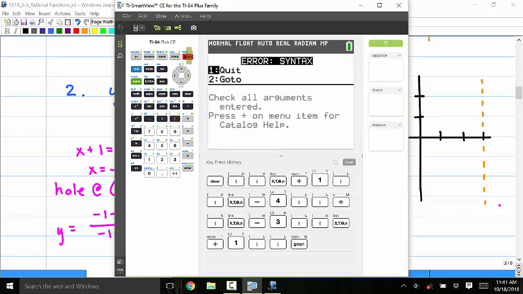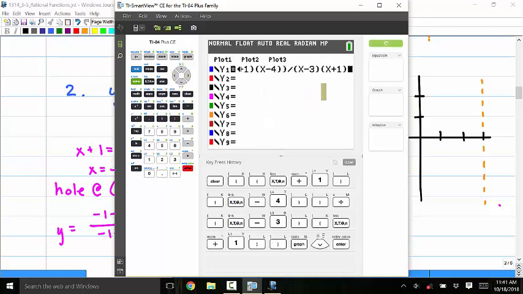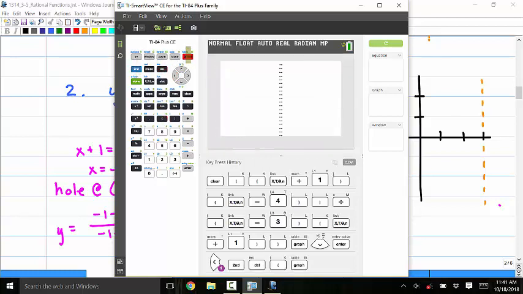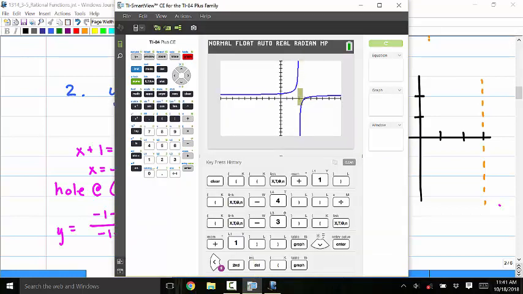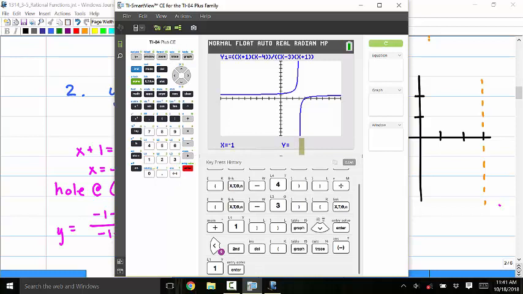Graph. I didn't put the second set of parentheses in there, did I? Second, insert parenthesis. All right, graph. Do you see the vertical asymptote at x equals 3? What happens if I hit trace -1? What's my y value? Nothing. There's a hole there.